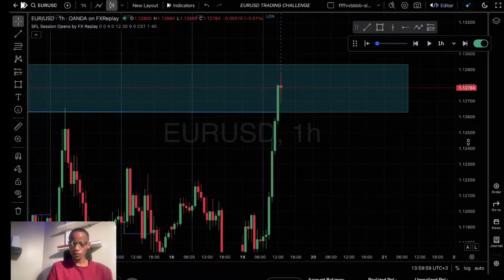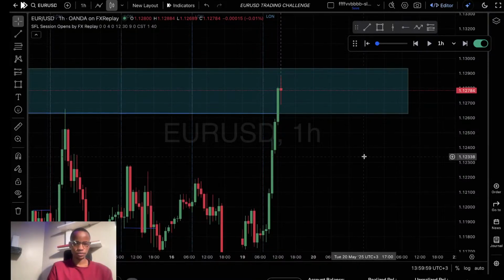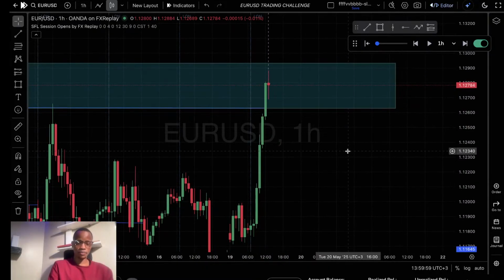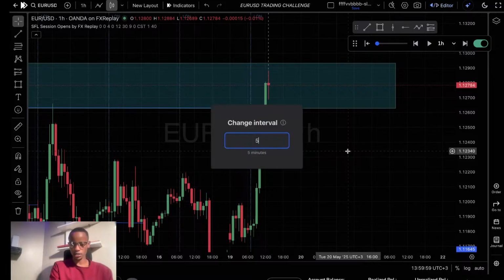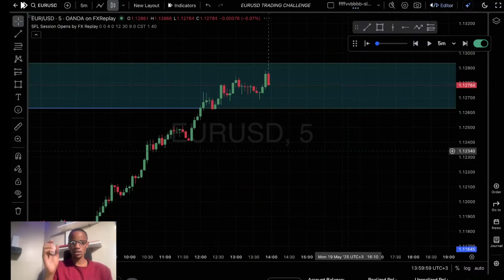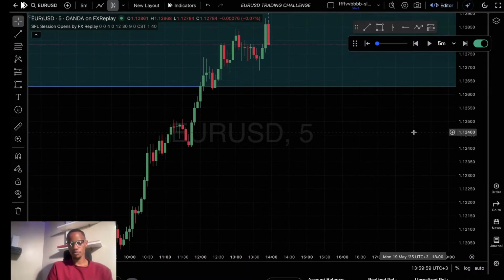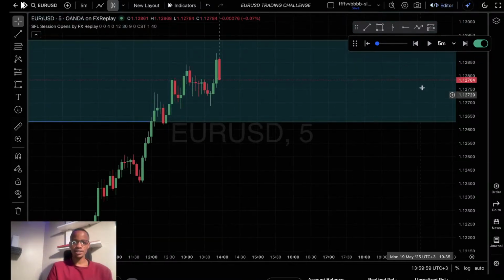Now what we are going to do is slope to the minute 5, since we have a zone, our point of interest. So we have that point of interest, and we know price has a high probability of falling from that zone.